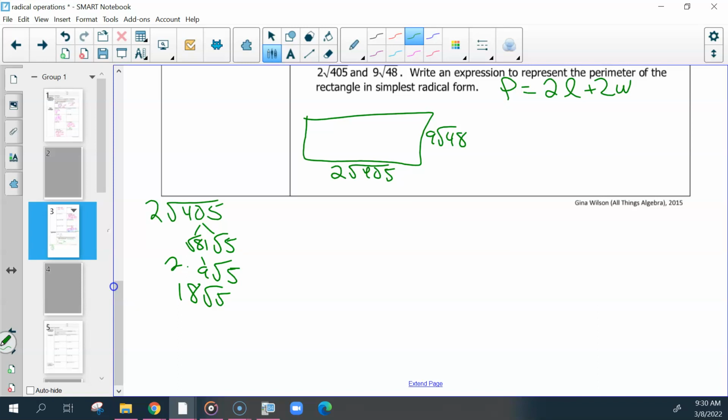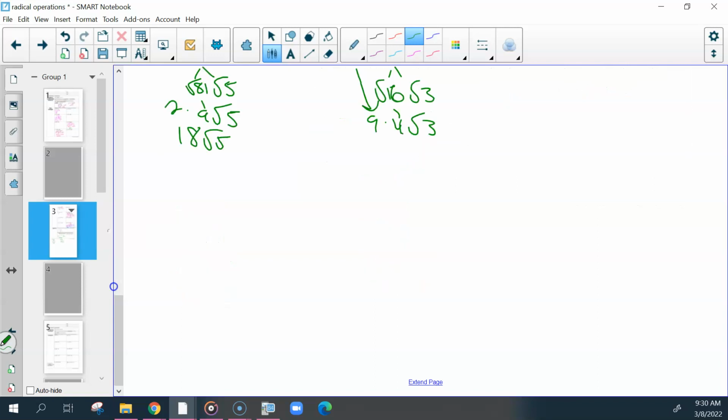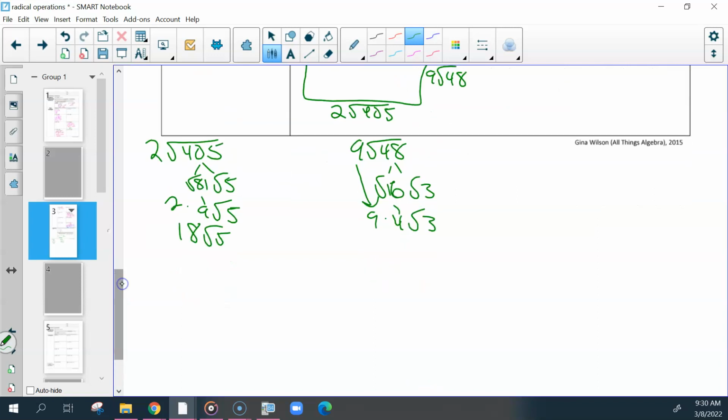And then we do the same thing for the width. What is the highest perfect square we can divide out of 48? 16 and what? So that would be 4 times the square root of 3 multiplied by 9. 36.